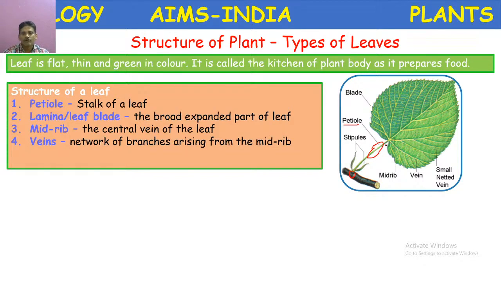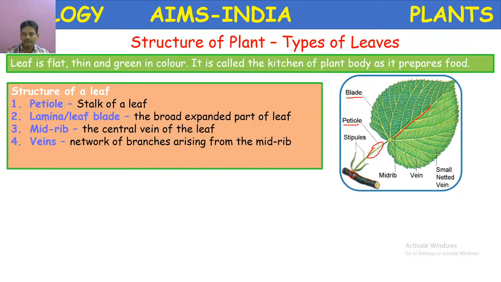Next to the petiole, the very important and exposed part of the leaf, the foliage part of the leaf, is called the leaf blade or lamina. Simply, we can call it the surface of the leaf, or the expanded or broad portion of the leaf. It is called a leaf blade or lamina. Next, the middle region of the leaf is called the midrib or the central vein.